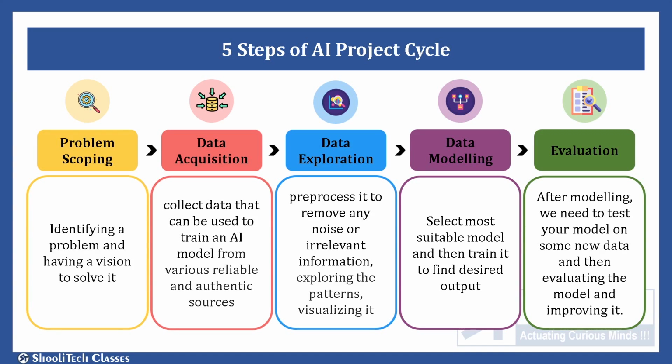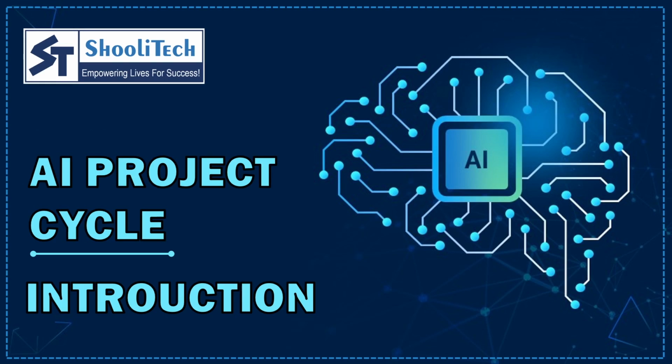And evaluation means testing your model on some new data and then evaluating the model's performance and improving it if required. So these were the 5 stages of the AI project cycle. In our next video, we will discuss the first step, problem scoping, in detail.